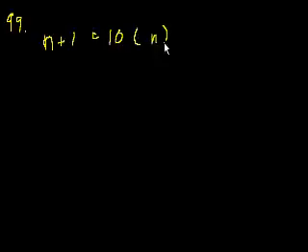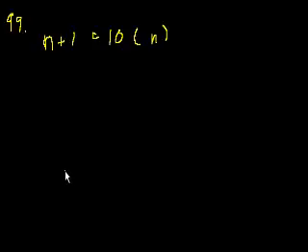Next problem. Where am I? 99. On a scale that measures the intensity of a certain phenomenon, a reading of n plus 1 corresponds to an intensity that is 10 times the intensity corresponding to a reading of n. So n plus 1 is equal to 10 times the reading of just an n. On that scale, the intensity corresponding to a reading of 8 is how many times as great as the intensity corresponding to a reading of 3?